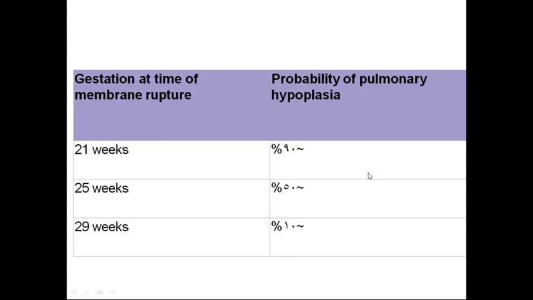This is important during counseling of the patient. We can find that for gestational age at 20 or 21 weeks, the possibility of pulmonary hypoplasia is 90%. When you go less than this gestational age, the possibility of pulmonary hypoplasia is more and more. But at 25 weeks, it's only about 50%. At 29 weeks, it's about 10%.